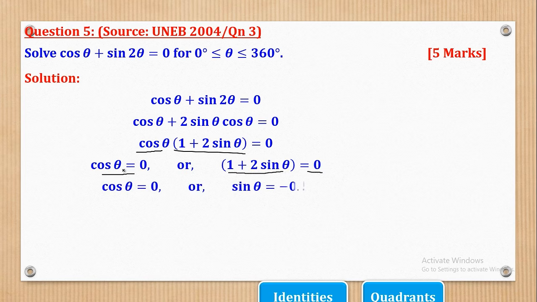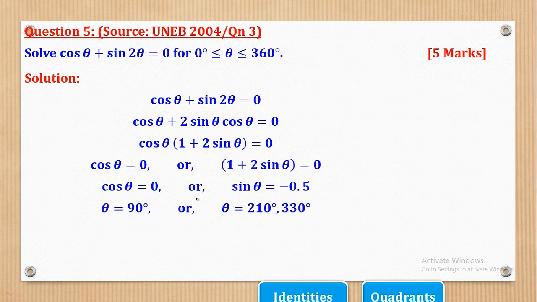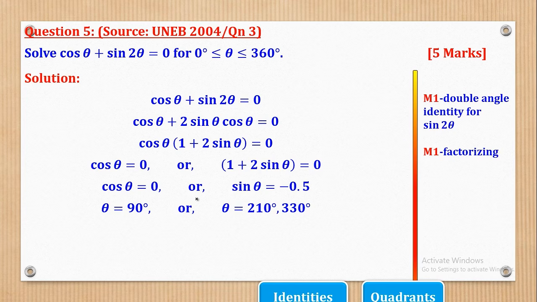Now for cos theta equal to 0, it implies that theta is 90 degrees, and for this it implies that theta is 210 and 330 degrees. So basically that's what they wanted. Now let's see how much can be awarded.